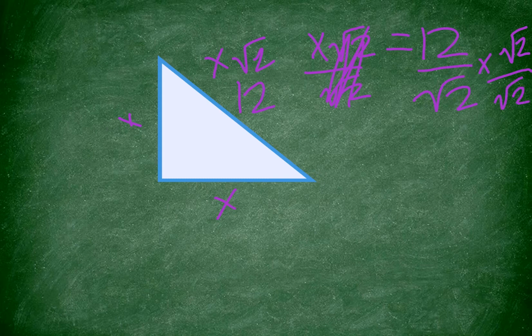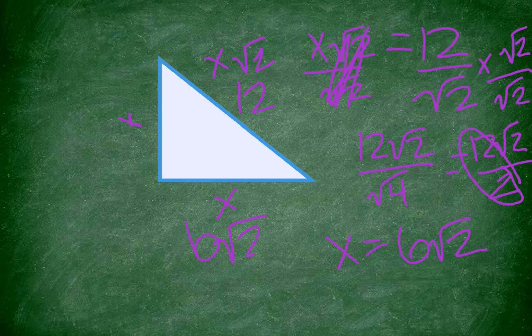And what happens is when I multiply that out, I get 12 square root 2 over the square root of 4. And the square root of 4 is 2. So I get 12 square root 2 over 2. And then these two can be simplified. So you end up getting 6 square root 2. And that 6 square root 2 is x. So that means this leg has to be 6 square root 2. That's not a b, that's supposed to be a 6. And this is also 6 square root 2. The pattern is to divide by 2 and then stick a square root 2 on the end.